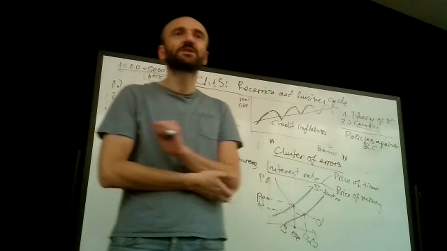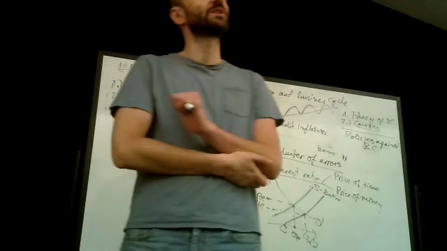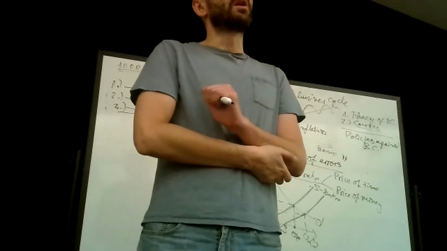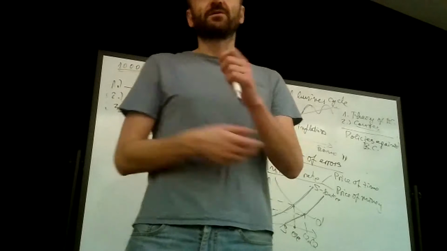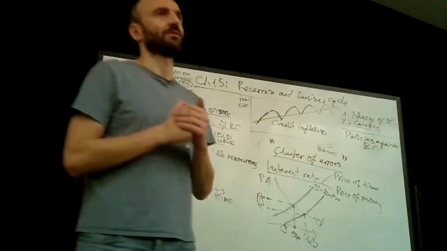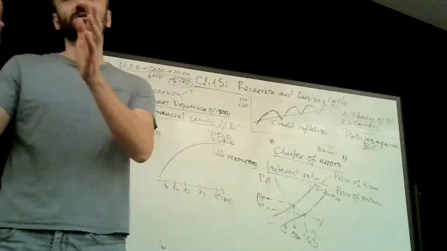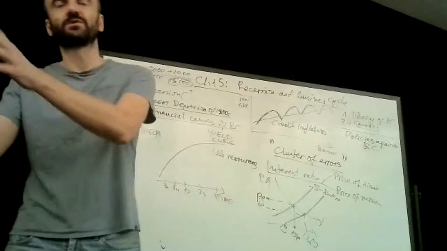The relative specificity of factors of production means that there are costs of transitioning from employing resources for one purpose to another purpose.